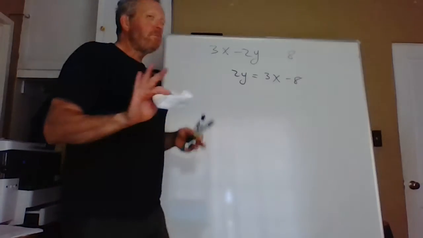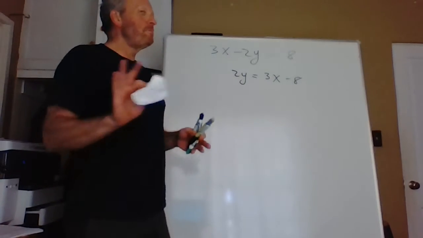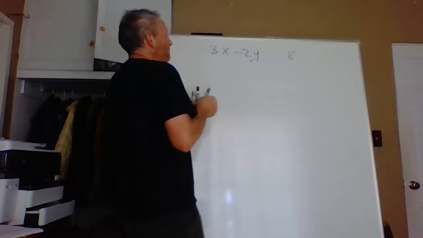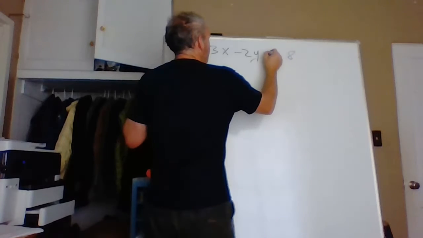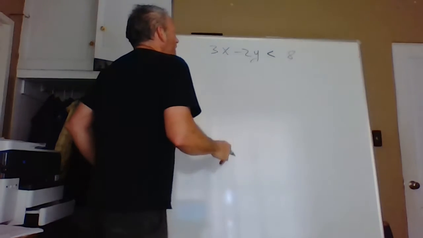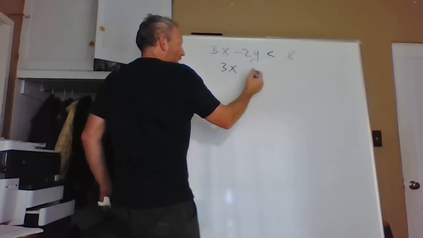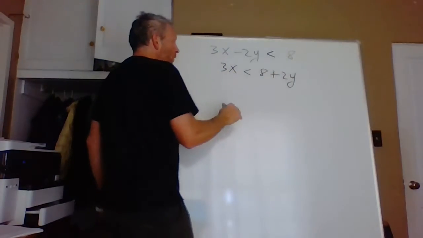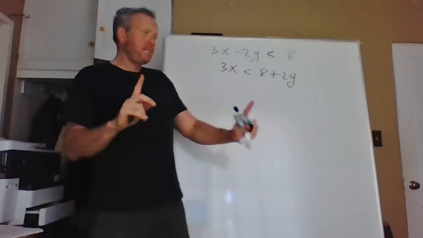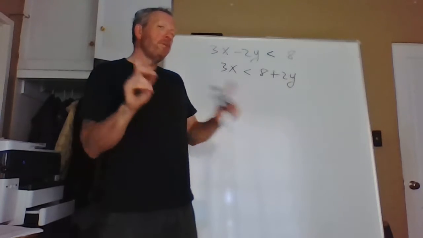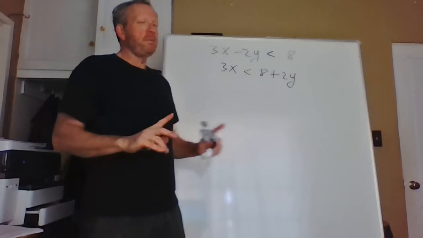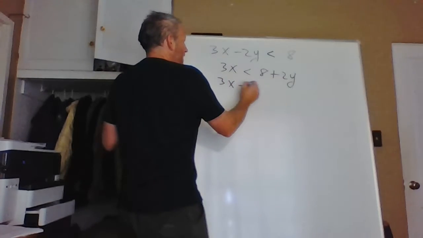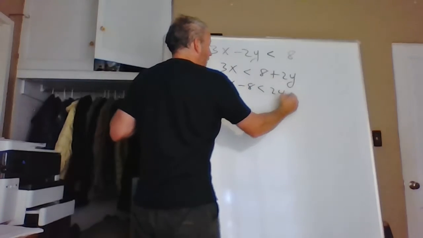We could keep track of this a little bit better. Let's go back and put that inequality sign in there. Here, we'll make that a less than sign. Let's add 2y to both sides. And notice, when you add or subtract the same thing to both sides of an inequality, you don't have to worry about flipping the signs. Let's subtract 8 from both sides. 3x minus 8 is less than 2y.